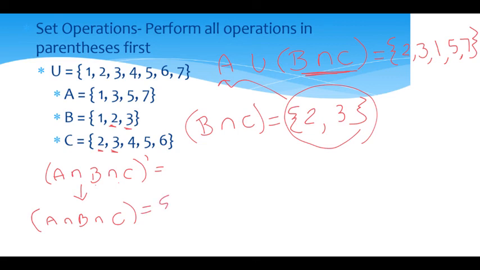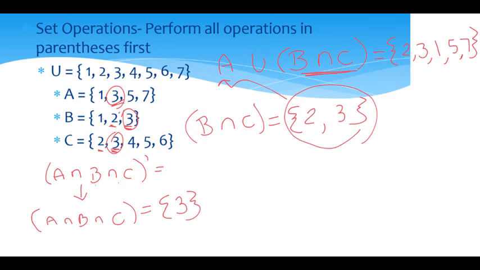So the intersection between A, B, and C looks like A has a 3, B has a 3, and C has a 3. A and B have a 1, but C doesn't, and then there's a 2. So the only number that all 3 sets have in common is a 3. Okay, then they want the complement to that. So the actual problem, this was just the parentheses that we did here. Now they want the complement to that.